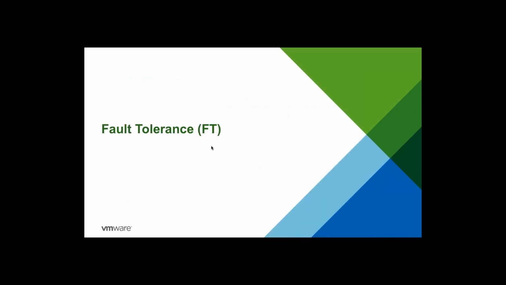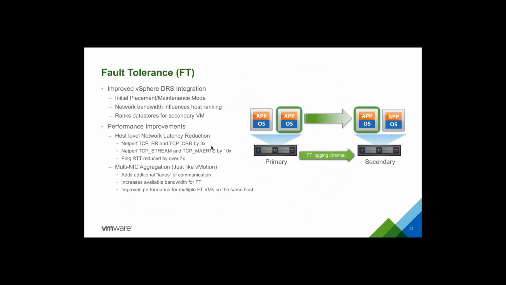All right, jumping now into fault tolerance. Fault tolerance on 6.5 has some improvements, especially around performance. There aren't any new features for fault tolerance with 6.5, so the feature itself has not changed. It's not going to do anything extra for you. There's no more than 4 virtual CPUs, for example, and 64 gigs of memory. Everything's reserved. All the same requirements from version 6 apply to version 6.5.